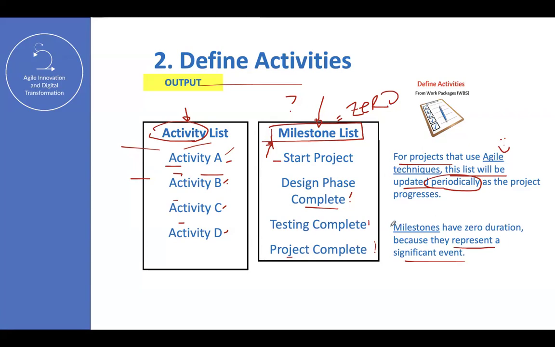All right. So milestones have a 0 duration. This is a trick question for the exam, because they represent a significant event. So exam tip: milestones have a 0, no duration.